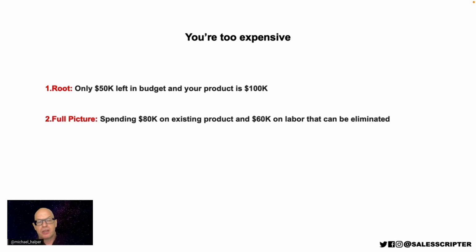Then the next step was to get the full picture. So when you ask more details about the other things going on in the area where you have something to sell, you might identify that, oh, you know what? They're spending $80K on their existing product, so we are $20K more than them. So we are more expensive, but with the other product, they're spending $60K on labor. And with our product, it's all automated. They wouldn't need to spend that $60K. So then step three is to present your case. The total cost of ownership with us is $40K less.